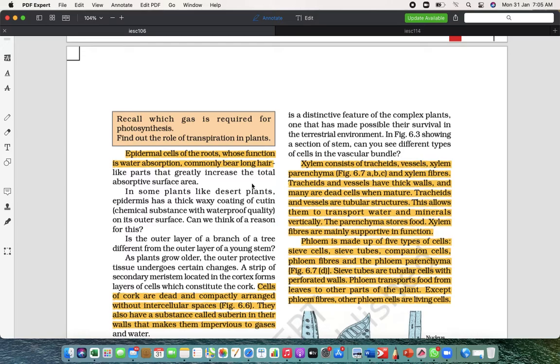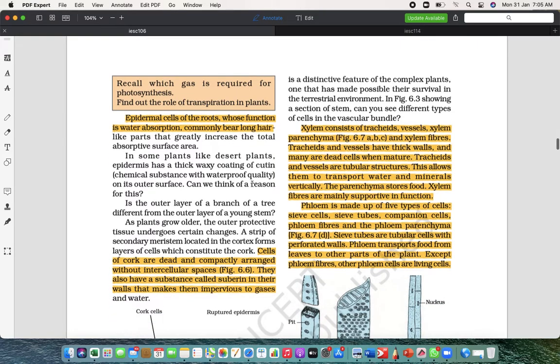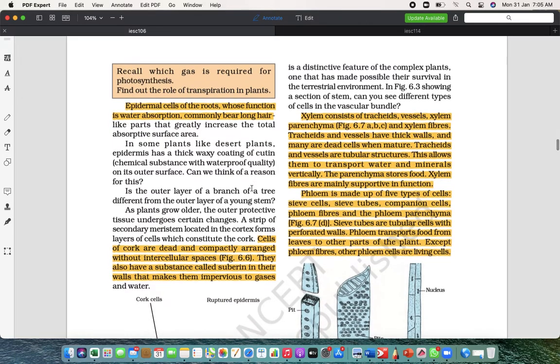They allow water and minerals to be transported. The parenchyma stores food and the xylem fibers mainly support the function. So basically, they transport water and minerals from the roots to the upper portion. And phloem is again divided into parts. Phloem transports food from leaves to all parts of the plant. So understand, xylem transports water and minerals from down to up.